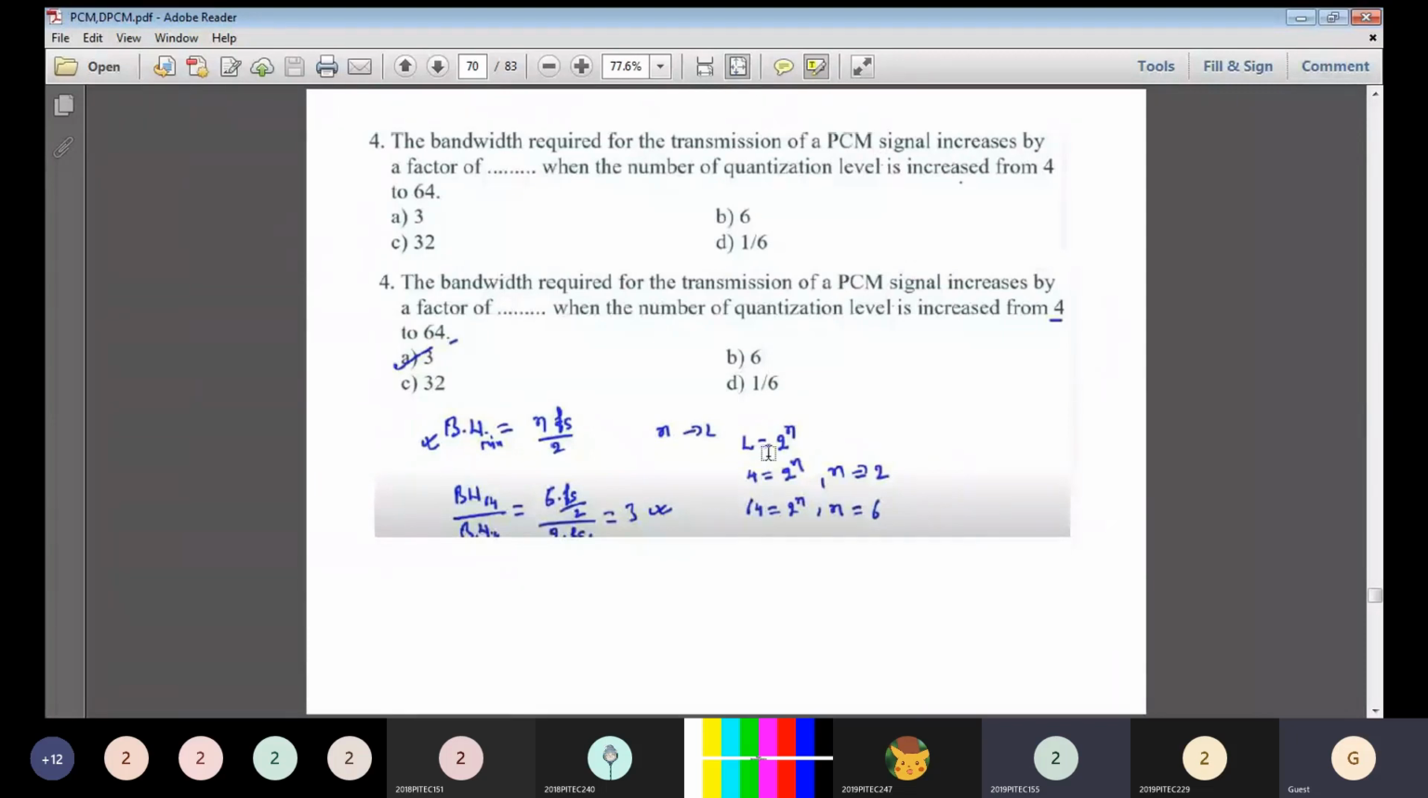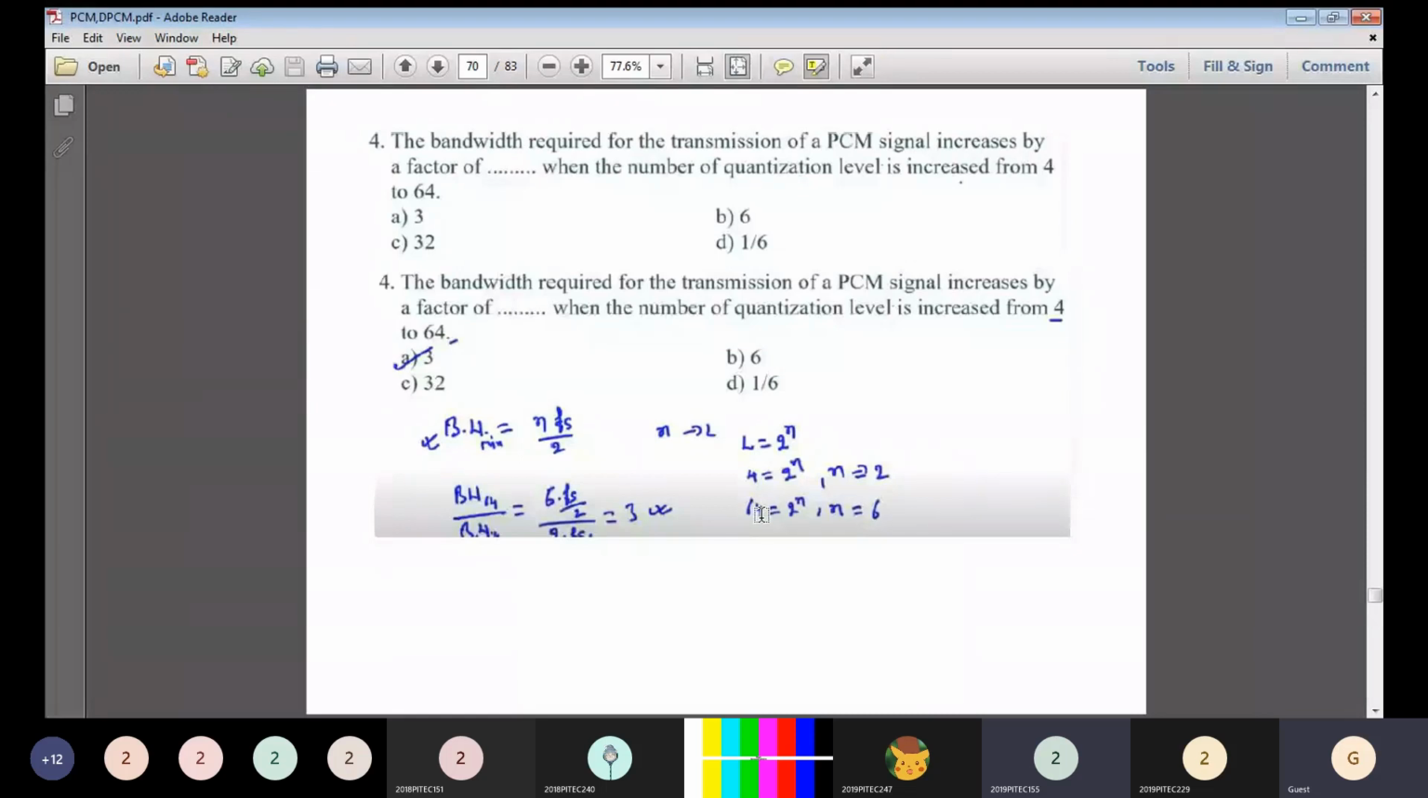The L value, capital L, equals 2 power of n. The value of L equals 4, as mentioned in the problem. So 4 equals 2 power of n, so the value of small n equals 2. Okay.